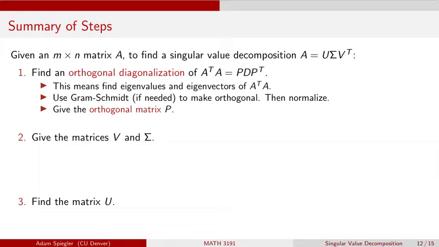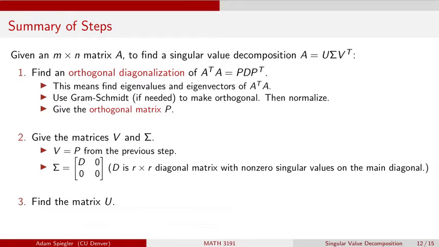Once we've orthogonally diagonalized our product of A transpose and A, the matrix V is exactly that same orthogonal matrix P from the previous step. Then the matrix sigma consists of an r by r diagonal piece D, where the diagonal entries are the singular values arranged in descending order. We'll possibly have some columns of zeros and some rows of zeros, so sigma has the same dimensions as the matrix A that we started with.